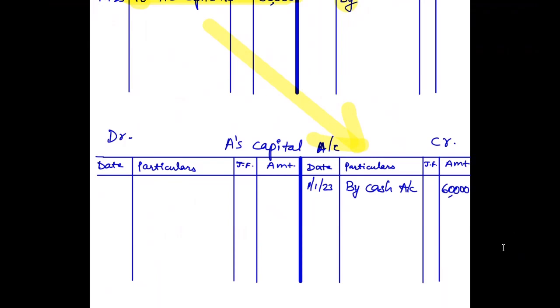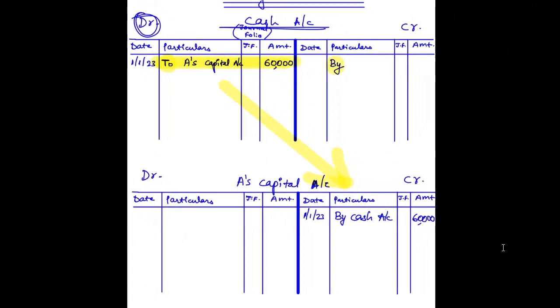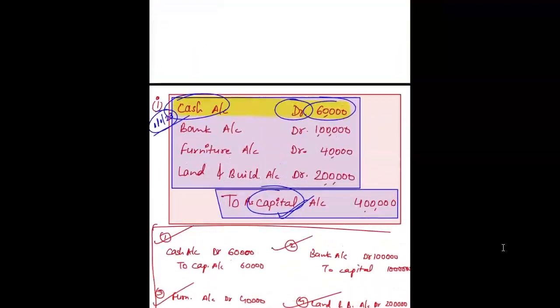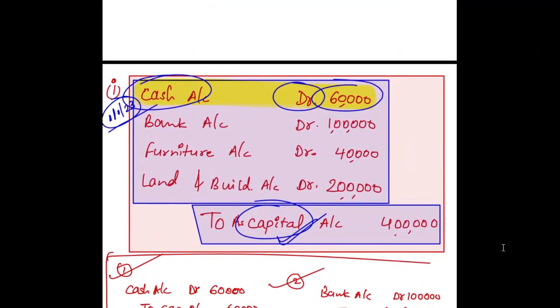Now everyone try to do the other entries as well. One I have tried. Try to do the rest. So I have done the cash account debited by 60,000 and capital account credited by 60,000. You have to create the bank account debited by 1 lakh, the furniture account debited by 40,000, and the land and building account debited by 2 lakhs. In the same way, you have to credit the capital account by the respective amounts, that is 1 lakh, 40,000 and 2 lakhs. You have 2 minutes.